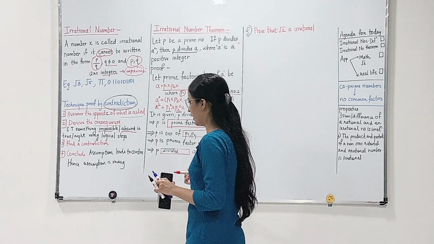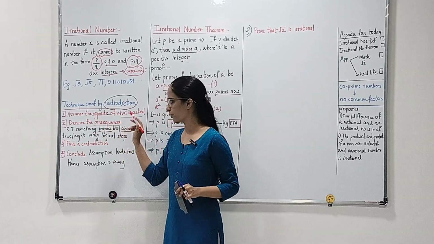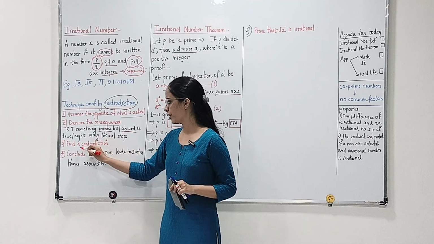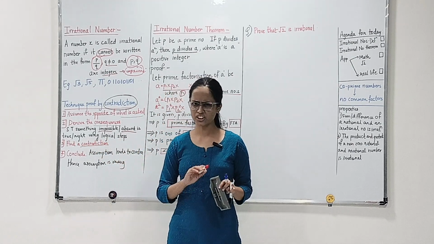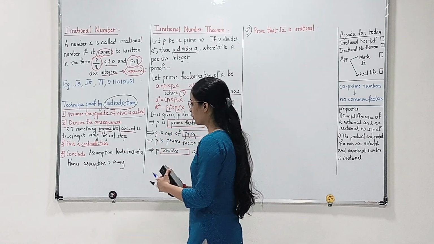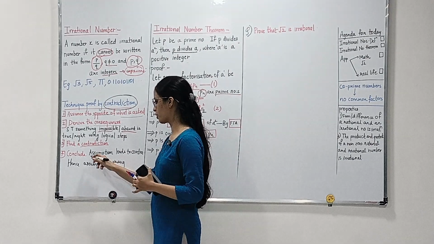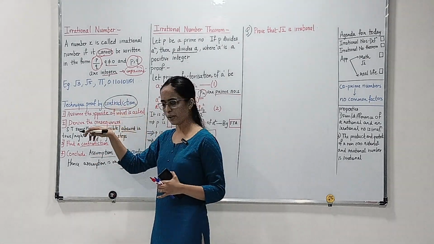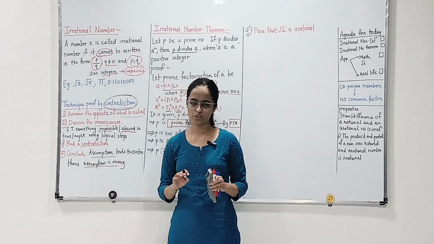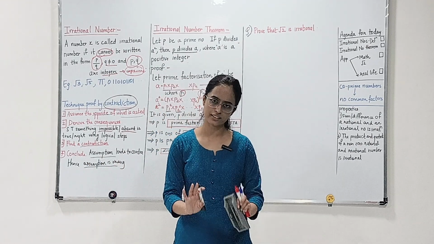So that is why we say that you derive the consequences of the opposite thing that you have assumed, and you find a contradiction, you find something which is weird, which is absurd, which is incorrect, which is not true, and then you conclude that whatever assumption you had made earlier leads to a contradiction. That is why your assumption is wrong, and hence the initial thing is correct.